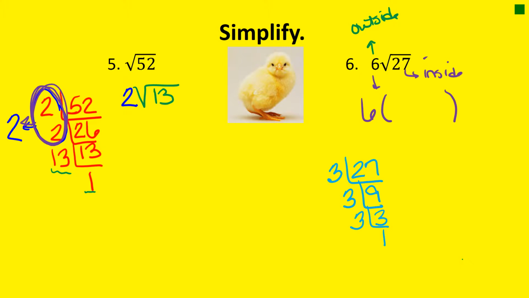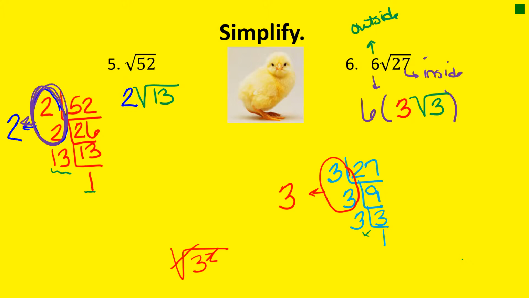Now remember how many have to be in a pair to be perfect? A pair of 3's. Remember, that's because 3 squared, the square and the square root cancel, and brings me out a 3. Anything else have a perfect buddy there that I could square? Nope. So what comes out? 3. What stays inside the radical? What didn't make it out? 3 times 1, which is 3.